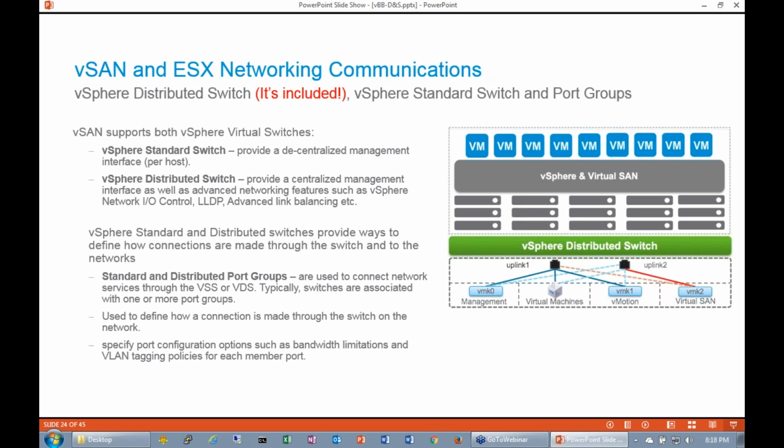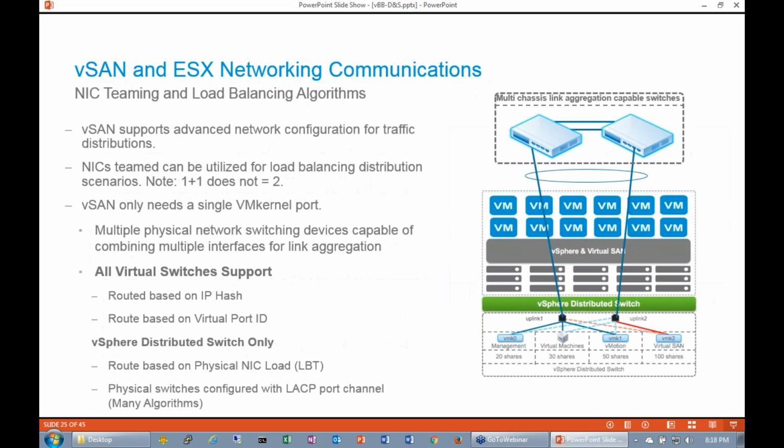A lot of people will start off with a standard switch, but a couple things I really like about the VDS are things like network I/O control, and the fact that we can see what our ports are advertising with, whether it be LLDP or the Cisco Discovery Protocol. And we do support additional load balancing mechanisms when we're using a distributed switch.